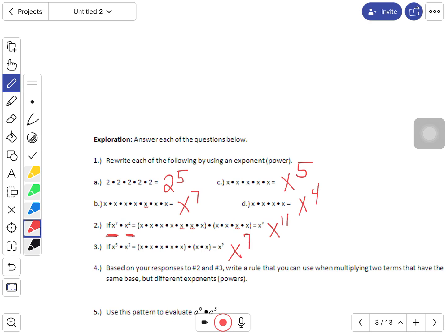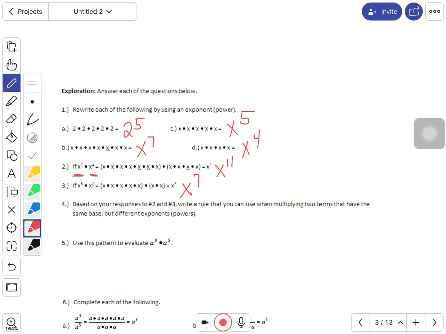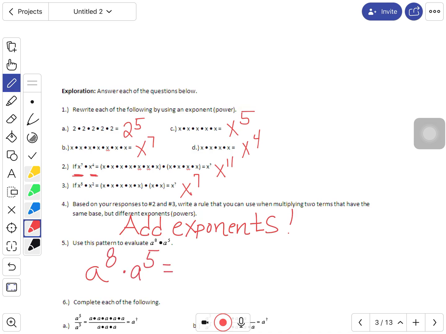So what can we conclude from this? Well, more or less what I see is that we are going to add our exponents when you're multiplying to find the product of like bases. Accordingly, if we were to extend this on to a to the 8th times a to the 5th, we'd have 8 a's and then 5 more a's. And when we say more in math class, that just means to add. So we can add that 8 and 5, and you would get a to the 13th power.